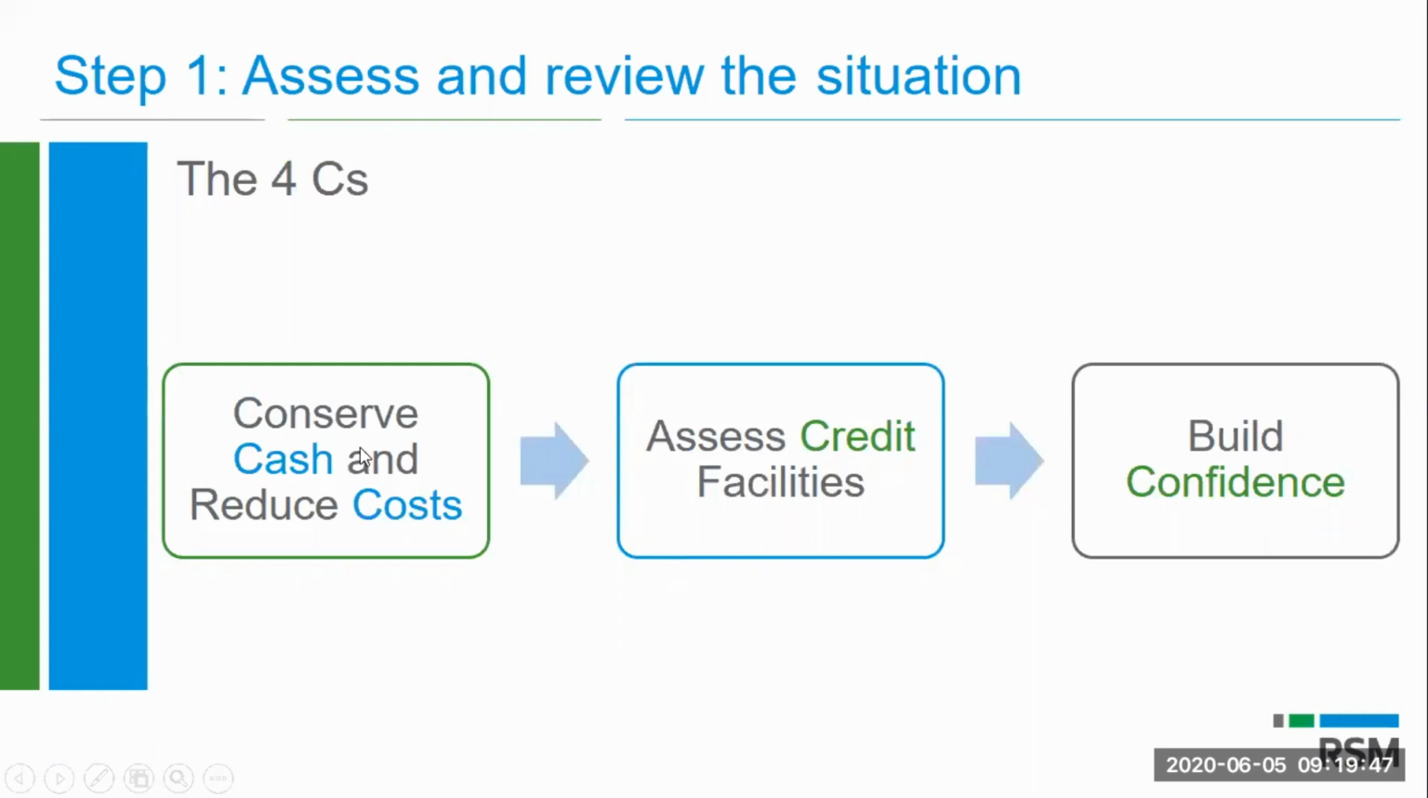So from a cash flow standpoint, you're looking at the 4 C's. So what are those 4 C's? It's cash, costs, credit, and confidence. Now, priority 1, you need to be able to conserve cash and reduce costs. And that is going to come in a number of ways. You need to be able to assess what are your various options from a cash resource standpoint. And do you have access to certain credit facilities?